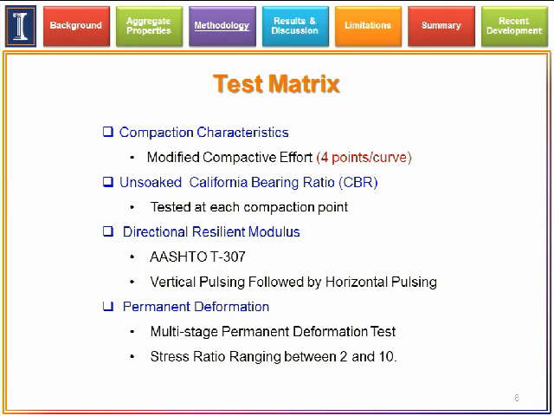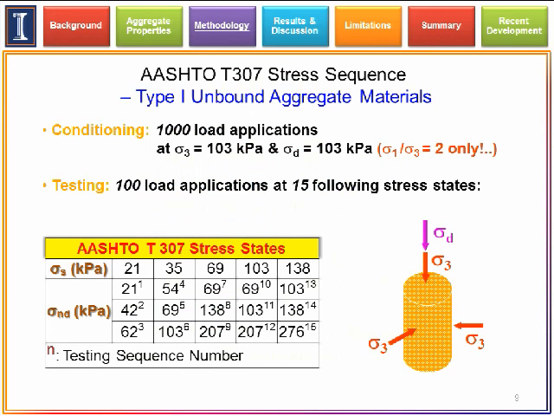Then we have developed our own protocol for multi-stage permanent deformation test, where the principal stress ratio is ranging from 2 to 10. So first look at the AASHTO T307 standard. It starts with the conditioning phase of 1000 load cycle applications with a stress ratio of 2 only.